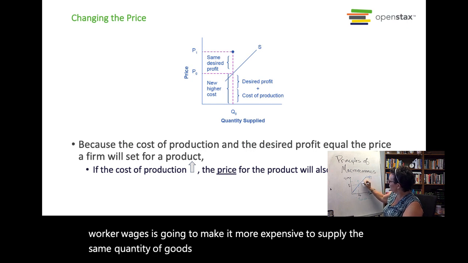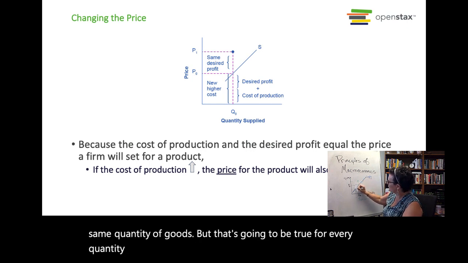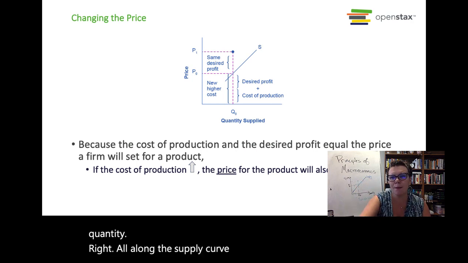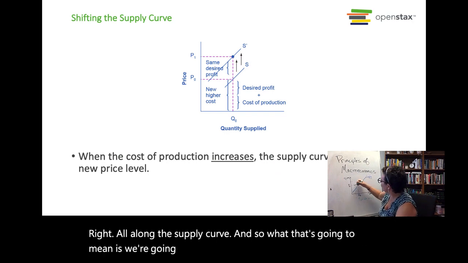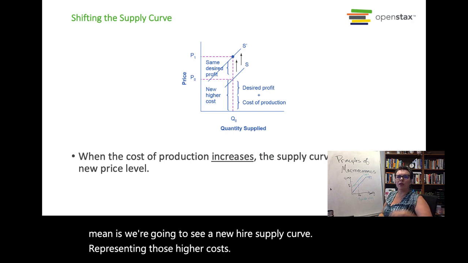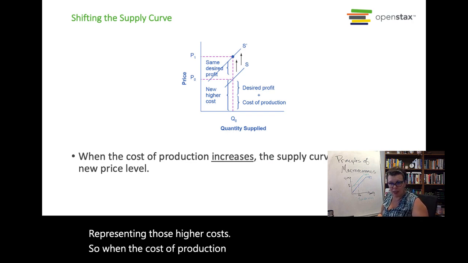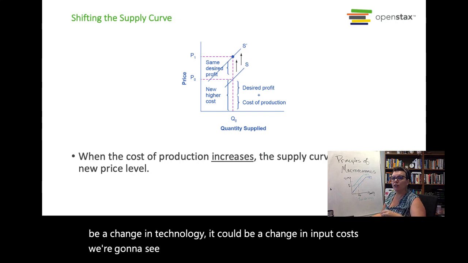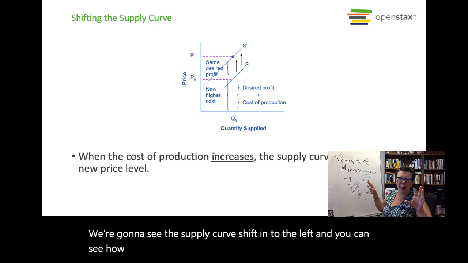But that's going to be true for every quantity, right? All along the supply curve. And so what that's going to mean is we're going to see a new higher supply curve representing those higher costs. So when the cost of production increases for any reason, it could be a change in technology, it could be a change in input costs, we're going to see the supply curve shift in to the left. And you can see how up is kind of weird here.